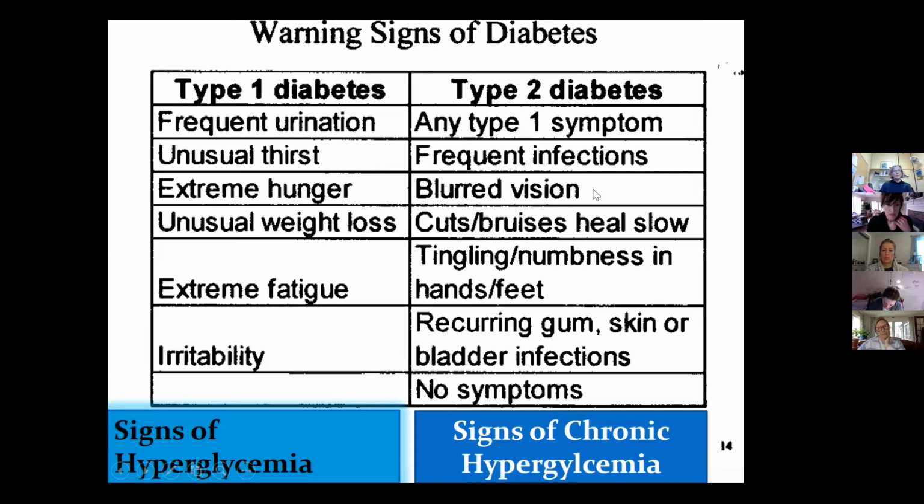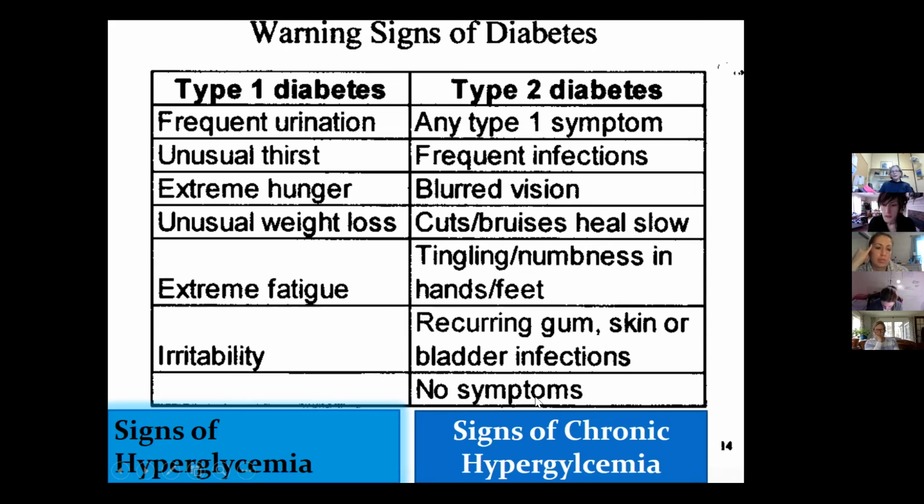Blurred vision can be another symptom that develops with chronic hyperglycemia. Cuts and bruises that are slow to heal. Neurological damage, which results in tingling or numbness in the hands and feet, what is sometimes referred to as diabetic neuropathy. Recurring gum, skin, or bladder infections. So they get frequent infections but they're treated and they come back, and they're treated and they come back.